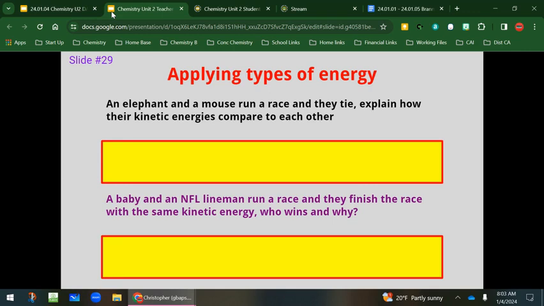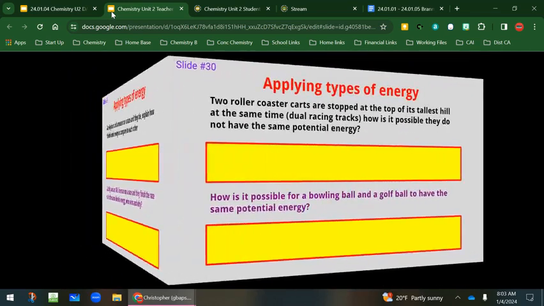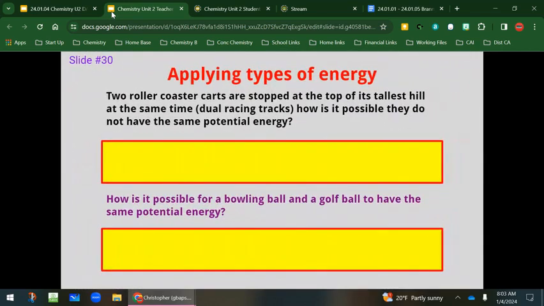What matters to kinetic energy is mass and velocity. Those are the only two things. Now, density can affect mass. Don't get me wrong. Okay? But all we want to know is that it's the mass and the velocity that affect how much kinetic energy something has. Good. Okay.